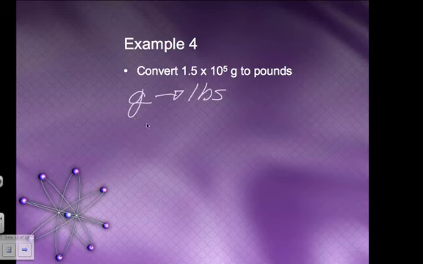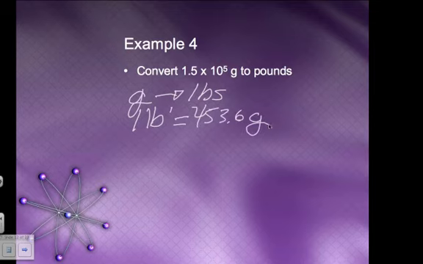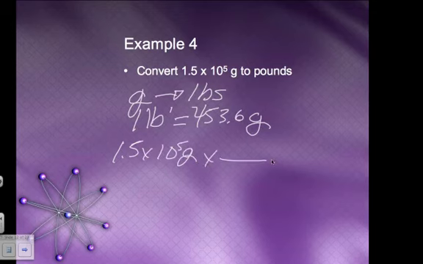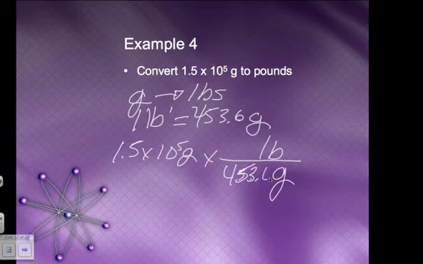And I look under mass and I see that there is. 1 pound is equal to 453.6 grams. Okay, so I'm going to use that. And I'm starting with grams, so I have 1.5 times 10 to the 5th grams. I'm going to convert to pounds, so pounds will go on the top. Grams has to go on the bottom so I can cancel it out. And there are 453.6 grams and 1 pound. My grams cancel. I'm left with pounds, which is what I want.